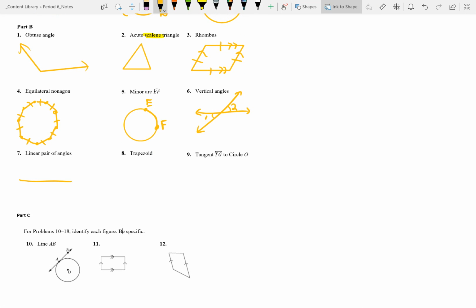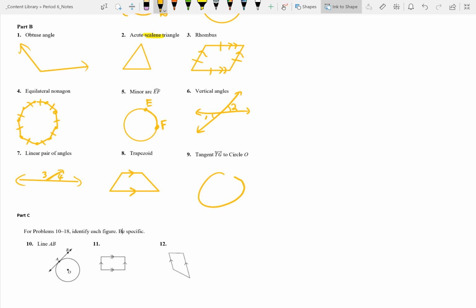Linear pair of angles, start with a line and go like that. And I'll label these like 3 and 4. Linear pair of angles. Trapezoid, 1 set of parallel sides. So this is parallel to this. Trapezoid.